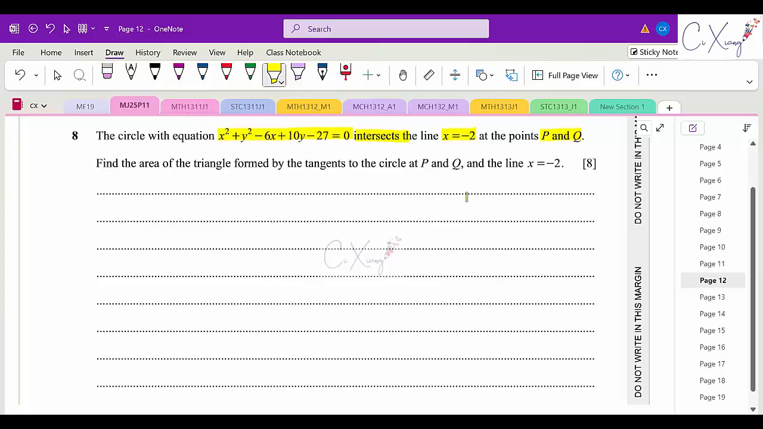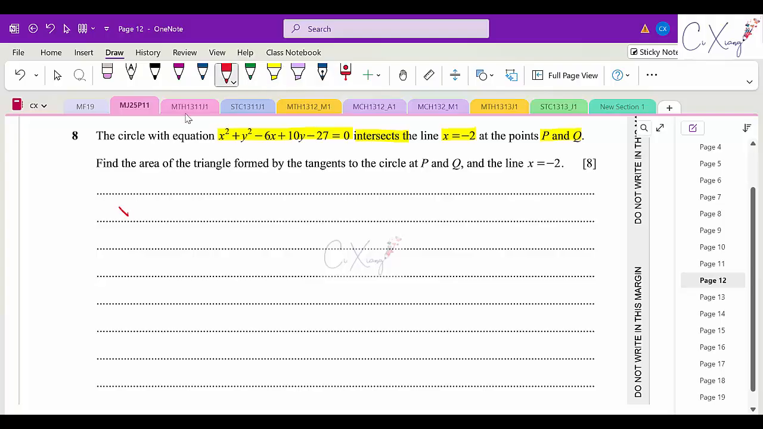Okay, maybe for the beginning part, we try to figure out what is the value for P and also Q first, because they said P and Q are actually the intersection points of the circle and the line x equals negative 2. So I think the first step is you try to figure out the points for P and Q first, and then from there we roughly know how the triangle looks like, that we are interested to find the area of. Right, so let's start with P and Q first.